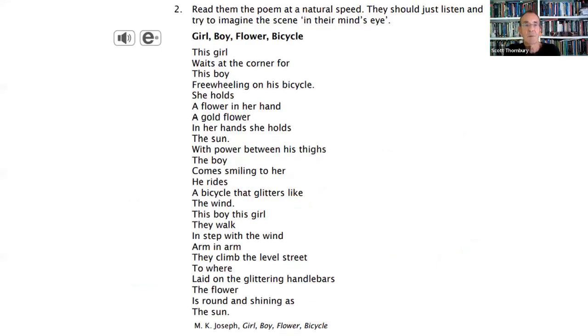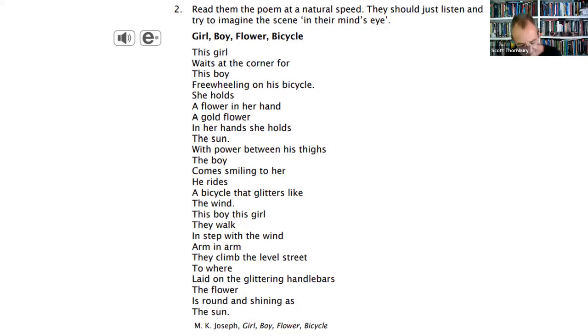Girl, boy, flower, bicycle. This girl waits at that corner for this boy, freewheeling on his bicycle. She holds a flower in her hand, a gold flower. In her hand she holds the sun. With power between his thighs, the boy comes smiling to her. He rides a bicycle that glitters like the wind. This boy, this girl, they walk in step with the wind, arm in arm. They climb the level street to where, laid on the glittering handlebars, the flower is round and shining as the sun.